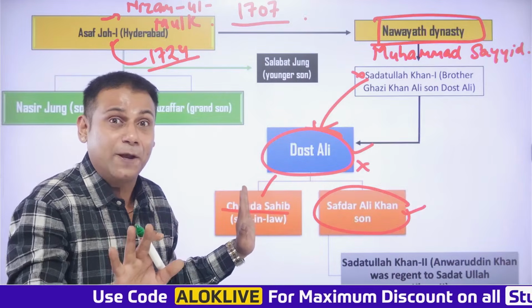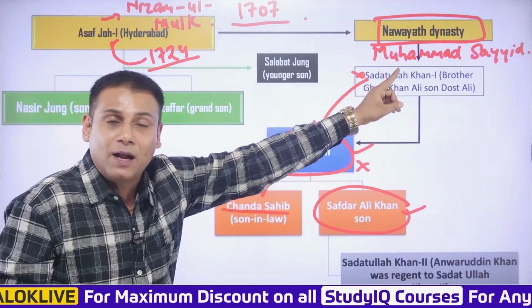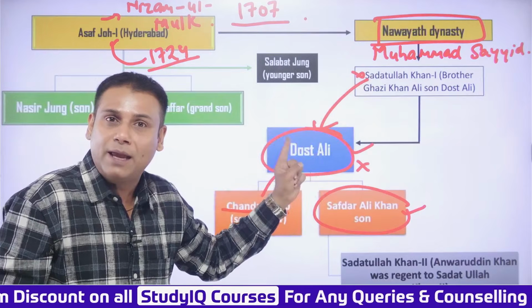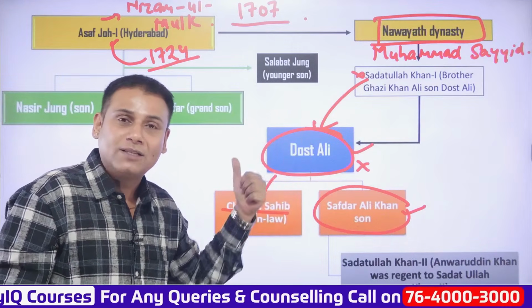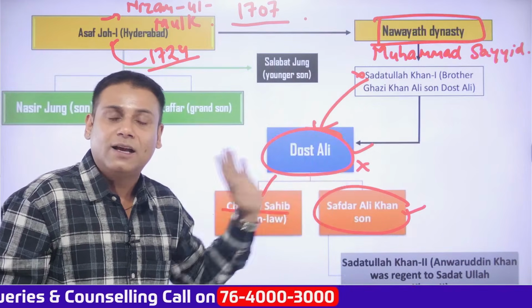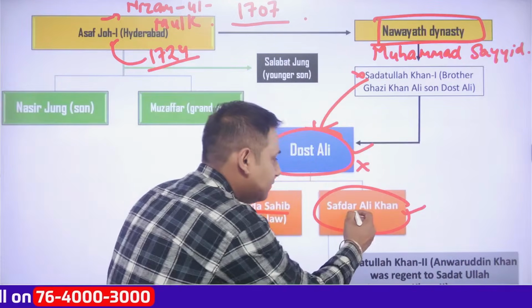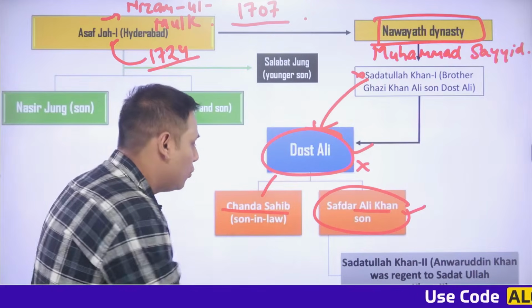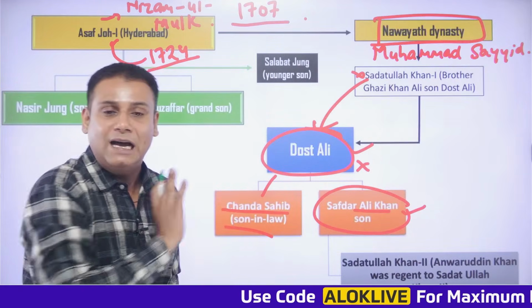Please remember this story. Okay? Sadatullah Khan adopted his brother's son, Dost Ali. After Sadatullah Khan, Dost Ali became the Nawab of Carnatic. Dost Ali had one son-in-law whose name was Chanda Sahib, and one son whose name was Safdar Ali Khan. After his death, his son Safdar Ali Khan became the new Nawab of Carnatic. And Chanda Sahib, who was the son-in-law of Dost Ali, was imprisoned by the Marathas.